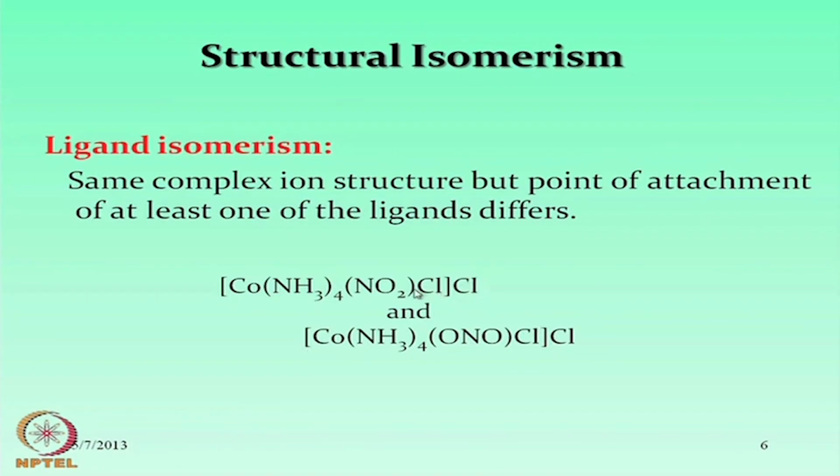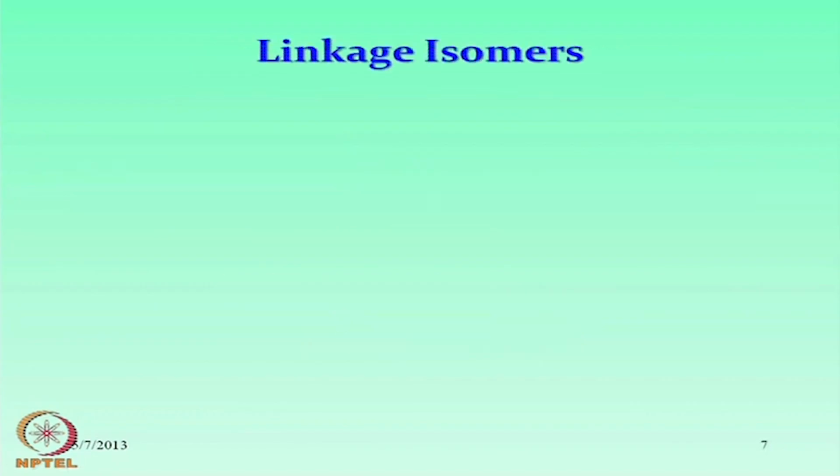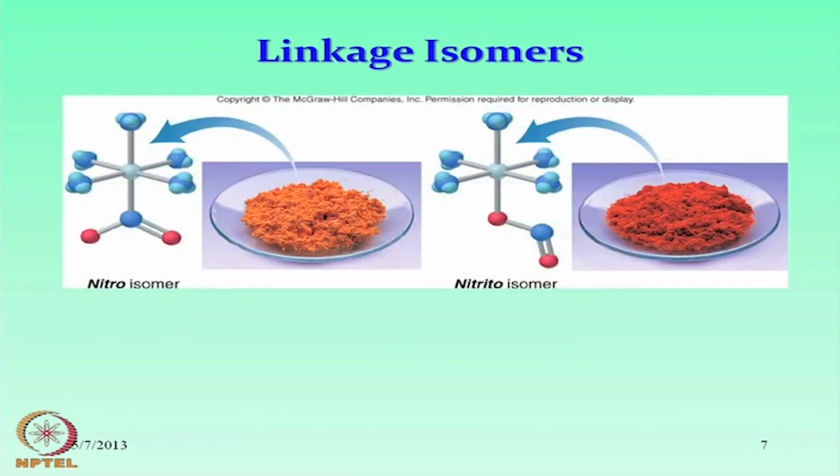That means one chloride is inside the coordination sphere and another chloride is outside the coordination sphere, and that will not interchange due to this type of linkage isomerism. It is the isomerism where the binding of the cobalt differs for at least one ligand, that means a different attachment for at least one type of ligand present in the coordination sphere. So that gives the linkage isomerism, and we can have two isomers.